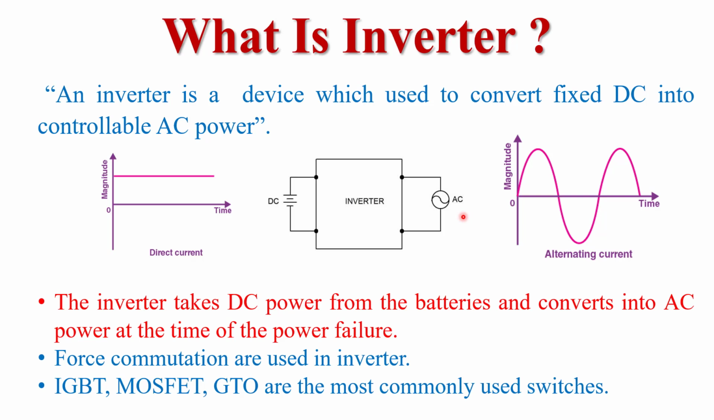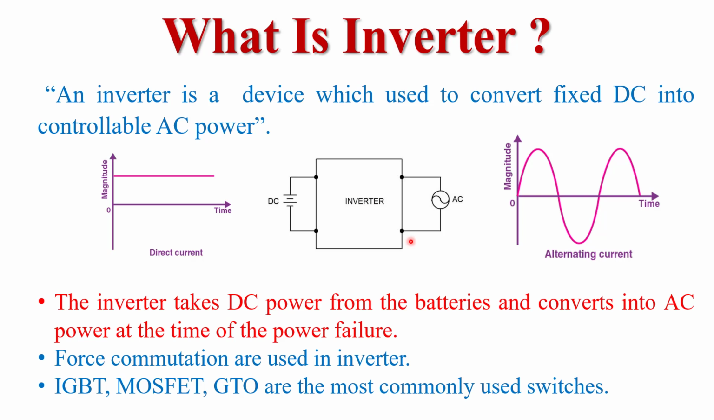Because we know that in our home all the electronic equipment, like TV, fridge, and washing machine, are operated with the help of 220 volt 50 Hz AC power supply. So at the time of power cutoff or power failure, all this equipment is not working. And if we want to operate that equipment at the time of power failure, we use an inverter. So the inverter takes DC power from the battery and converts it into AC power.